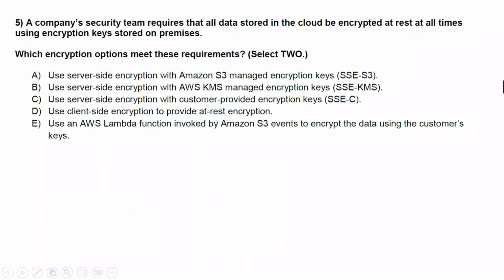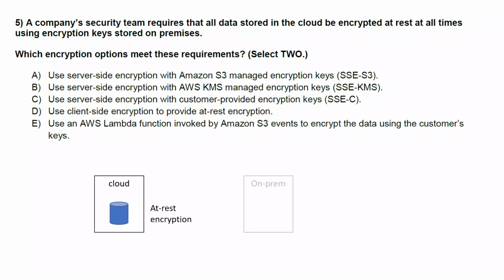So here's question 5. A company's security team requires that all data stored in the cloud be encrypted at rest at all times. So we need to ensure that data in the cloud is encrypted at rest. The catch is encryption keys are stored on premises. So the data is in the cloud, but the keys are on premises.